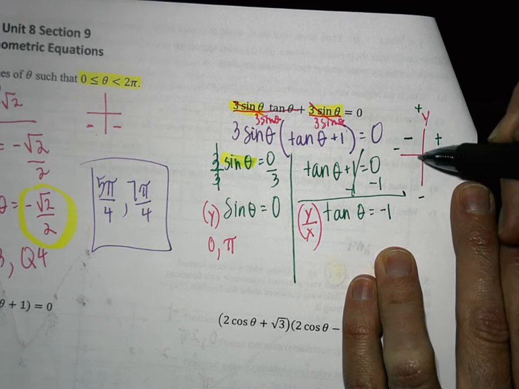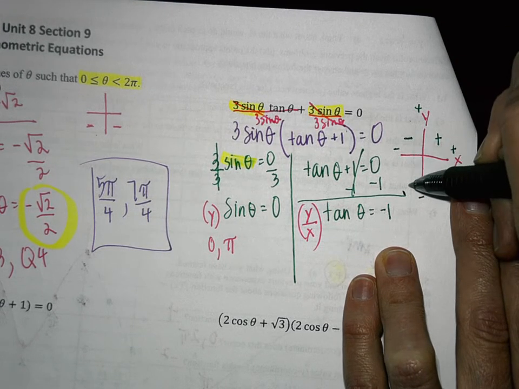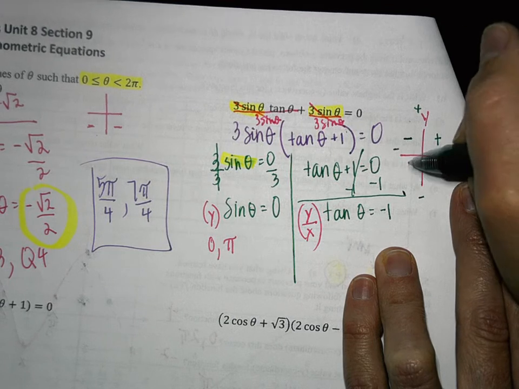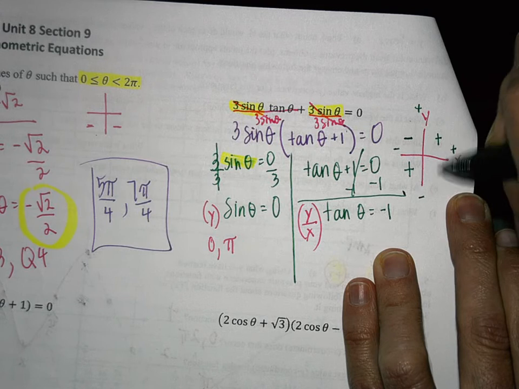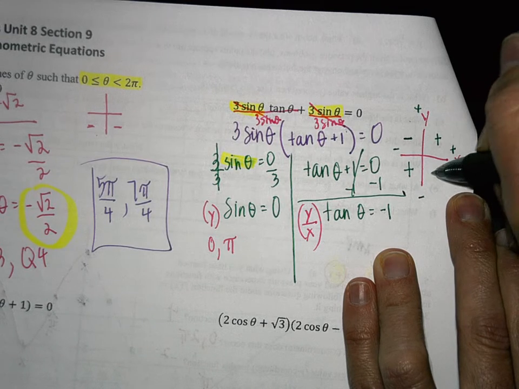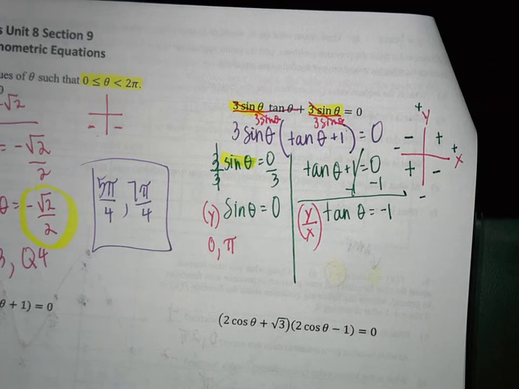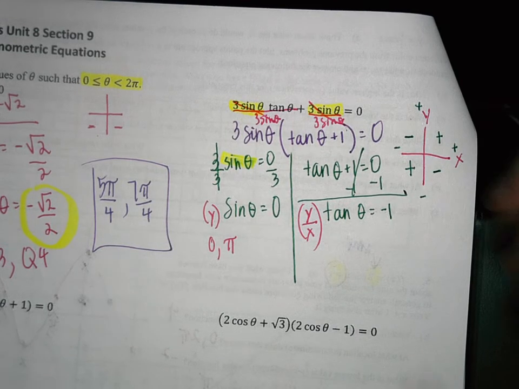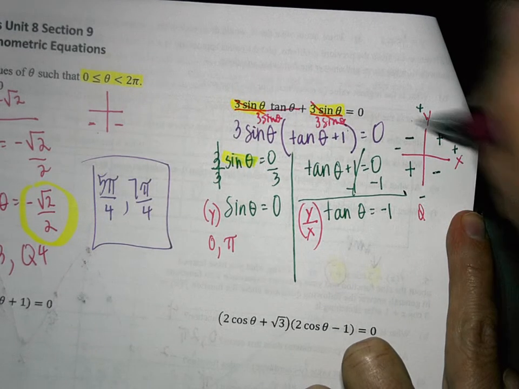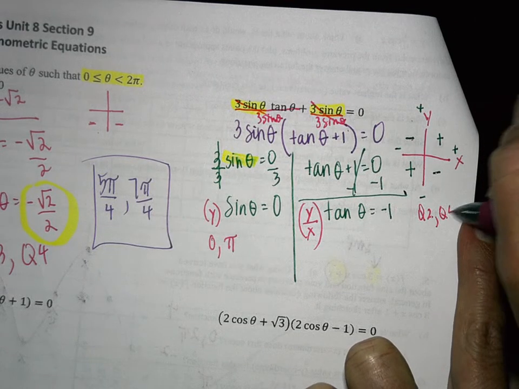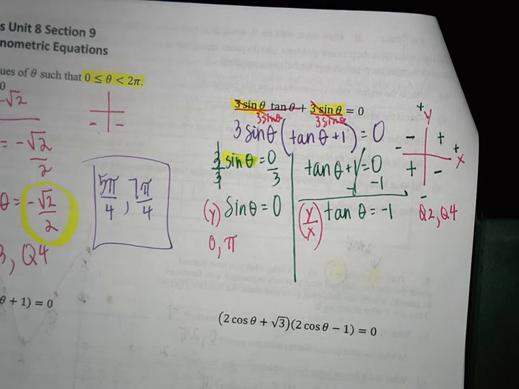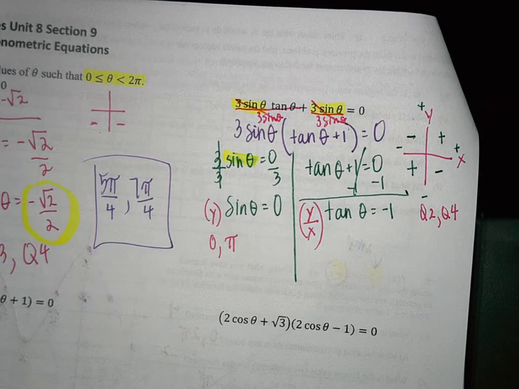In quadrant 3, our x is negative and our y is negative. So a negative over a negative makes a positive. And then in quadrant 4, we have a positive divided by a negative, and we end up with a negative. So tangent is negative in quadrants 2 and 4. So we are going to get a negative 1 value in quadrant 2 and quadrant 4.